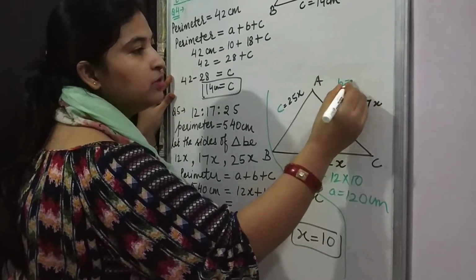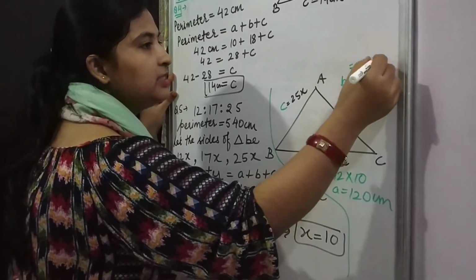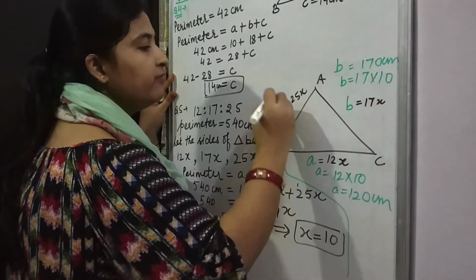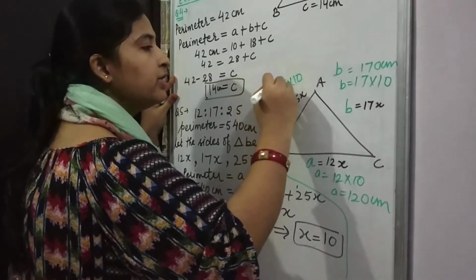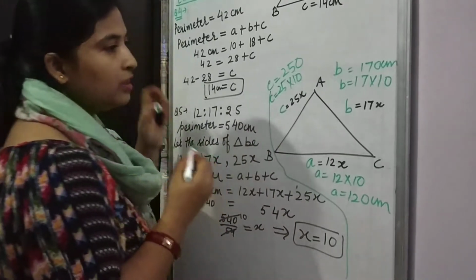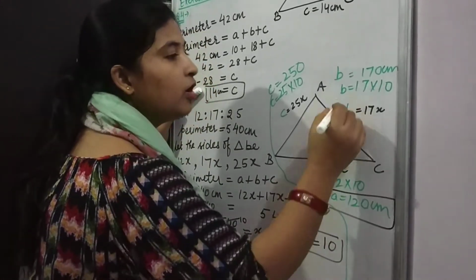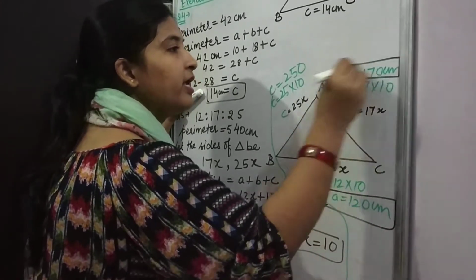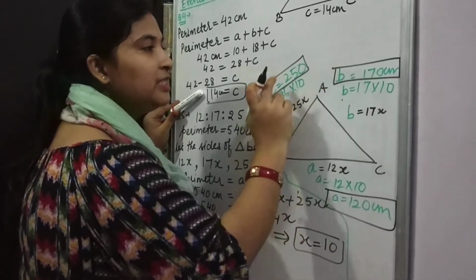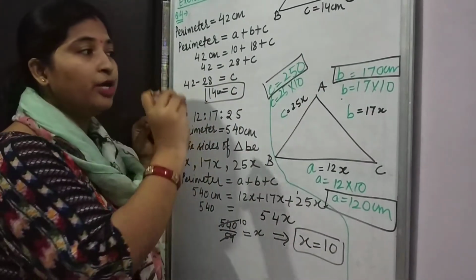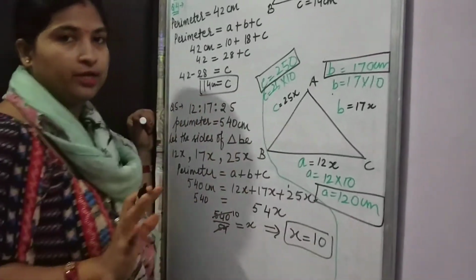b will be 17 into 10, that is 170 centimeter. And c will be 25 into 10, that is 250. So very easily we have got all the three sides of the triangle: 120, 170 and 250. Now I think by Heron's formula very easily you can find the area of this triangle.